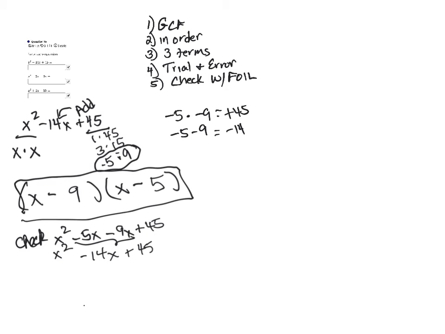X squared minus 2x minus 24. Again, it's in order. There's not a greatest common factor. It's 3 terms, so we know we're going to have x times x.